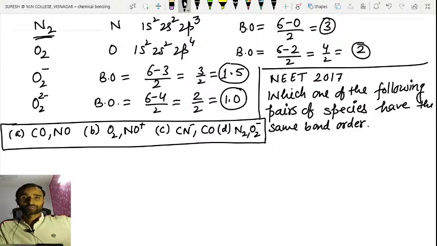Yes, question for you, NEET 2017. Which of the following pairs of species have the same bond order? CO and NO, O2 and NO positive, CN negative and CO, or N2 and O2 negative? Siddharth, option B. Harshad, option C. I think option C. I will go with option C. See, you can do it by two methods.